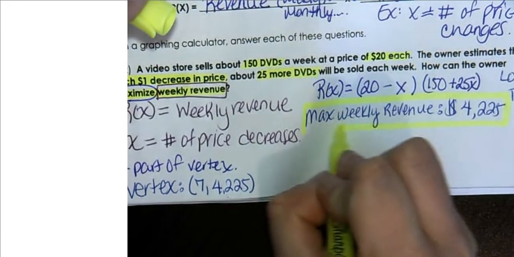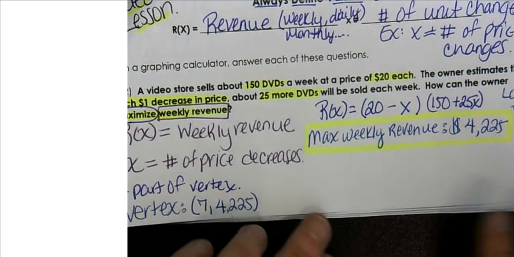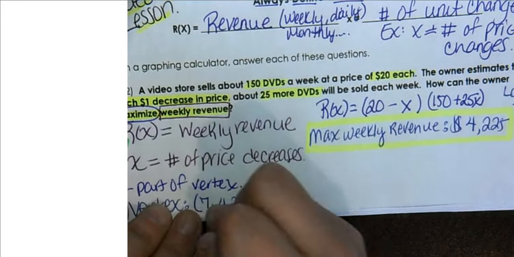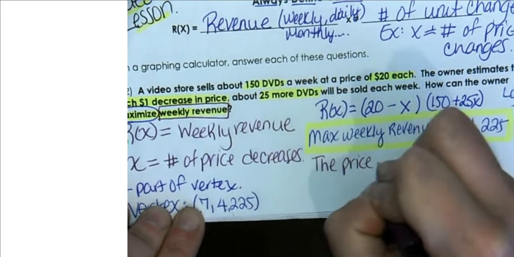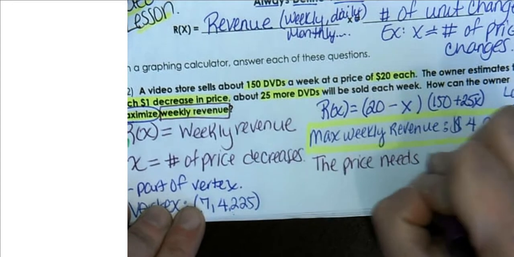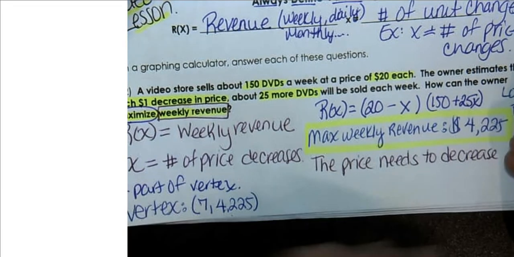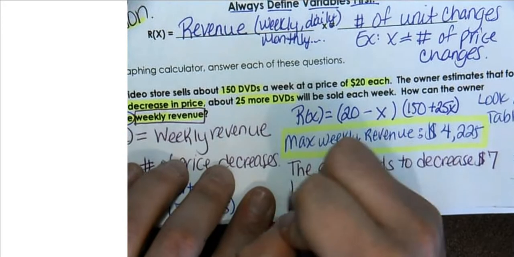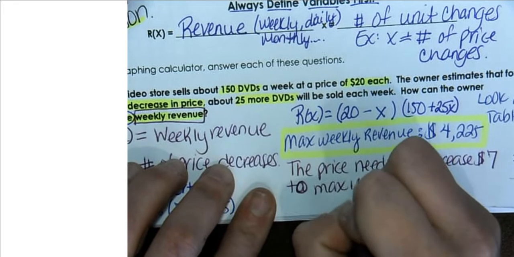You might be asked on an assignment or on a quiz or a test what the other parts of our vertex mean. And so what 7 means is that the price needs to drop, or decrease, 7 times, or $7, to reach the maximum weekly revenue.